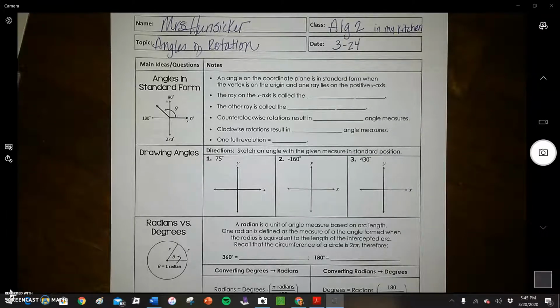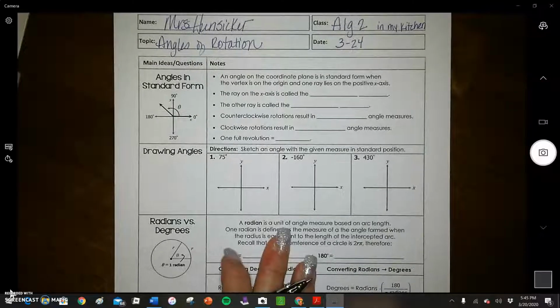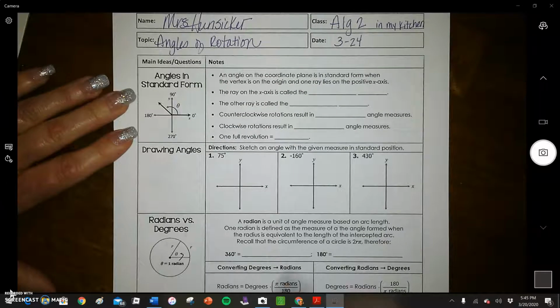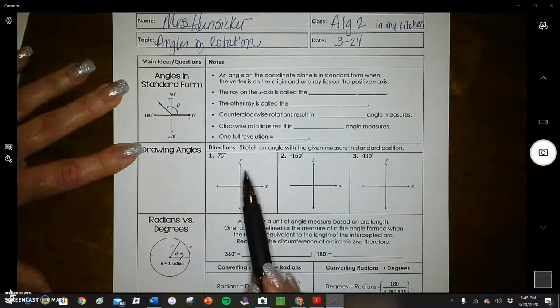So today we are going to be talking about angles of rotation. There's actually quite a bit to go through. I did put this on Google Classroom. You're welcome to look through and fill out with me as we go through it. But let's start first, talk about angles that are in standard form, okay?